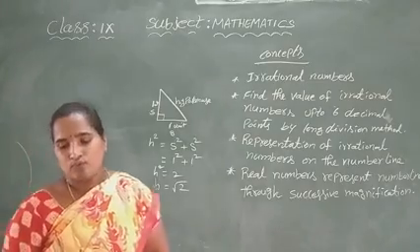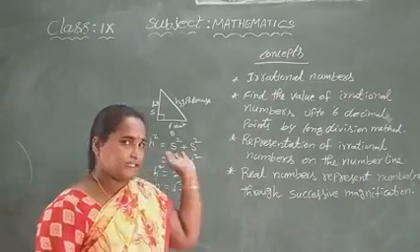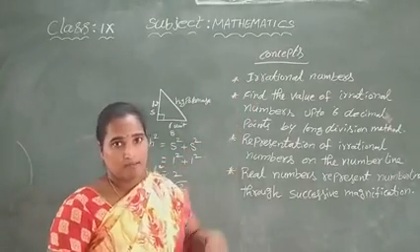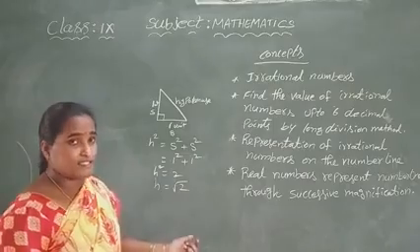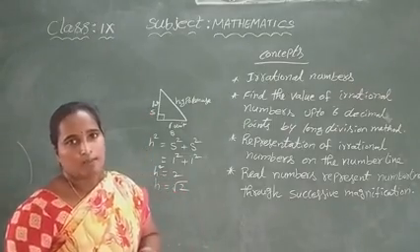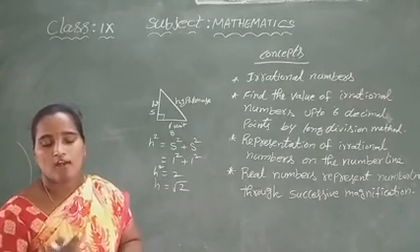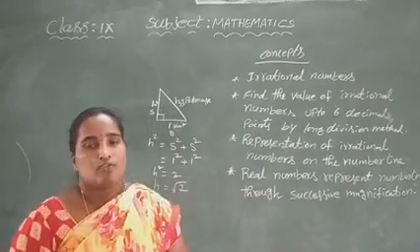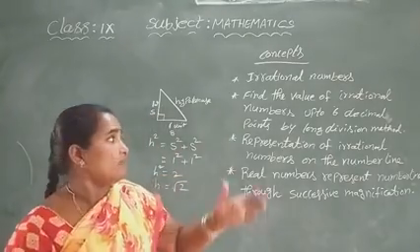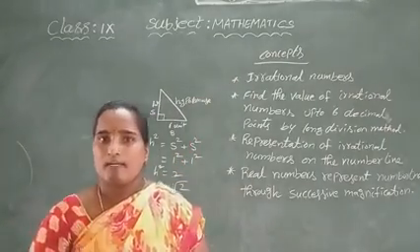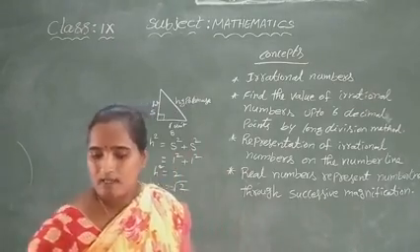Root 2 is not a perfect square. Root 2 is an irrational number. That means root 2 value is a non-terminating, non-repeating decimal. Okay? Non-terminating, non-repeating decimal. So root 2 is identified in irrational numbers. Root 2 value is non-terminating and non-repeating decimals.